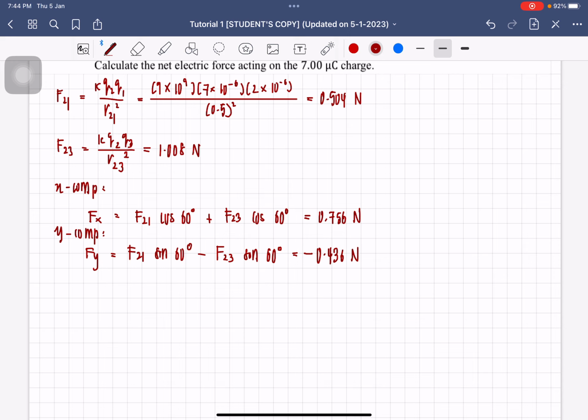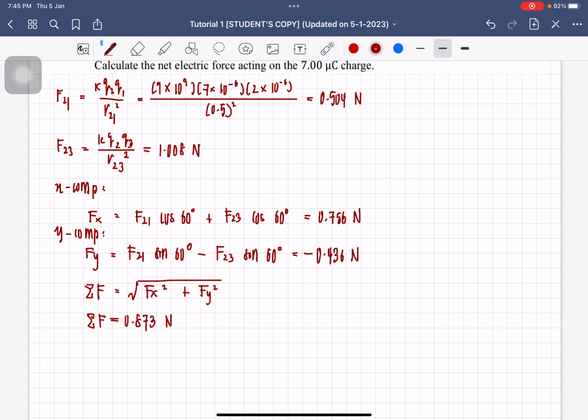Okay, so after getting the x and y components, you have to find the magnitude of the resultant force. So how do you do it? You use the Pythagoras theorem. So Fx squared plus Fy squared. So this will give you 0.873 Newton.